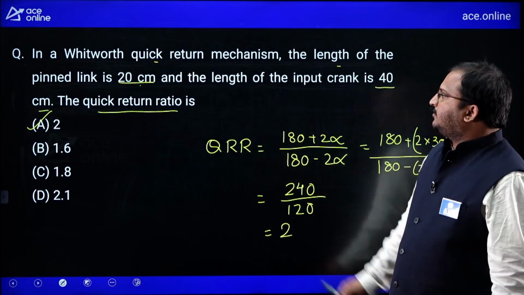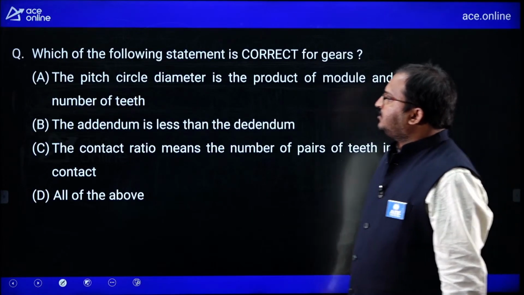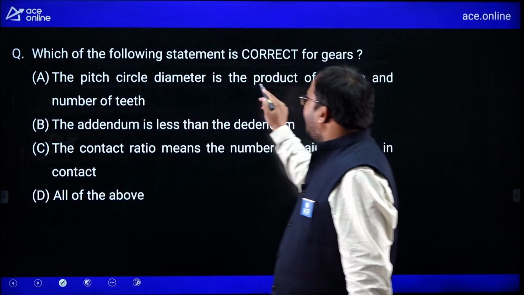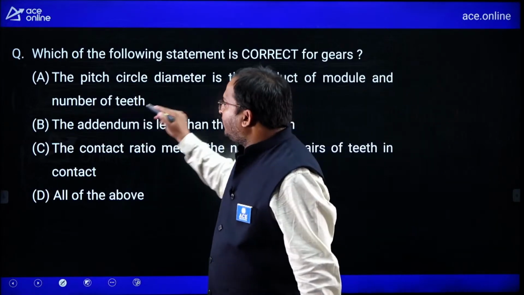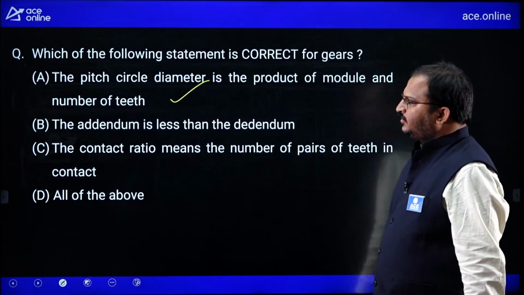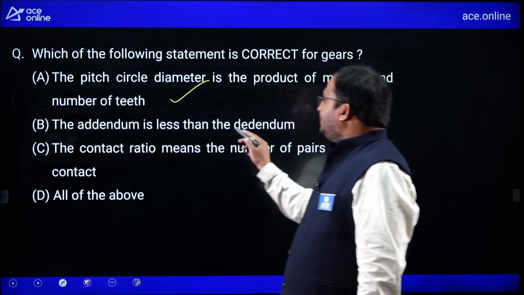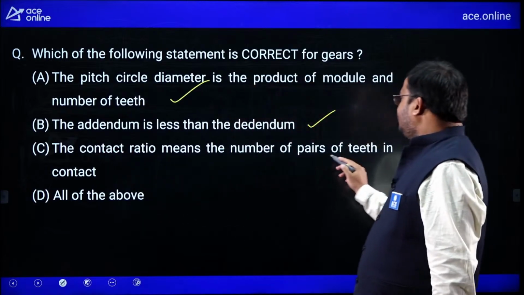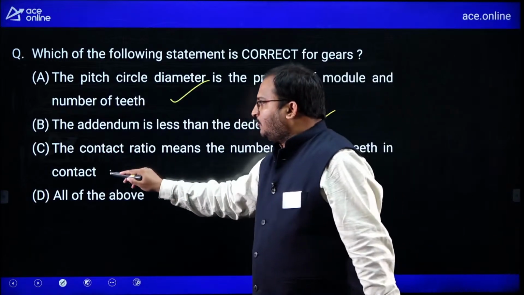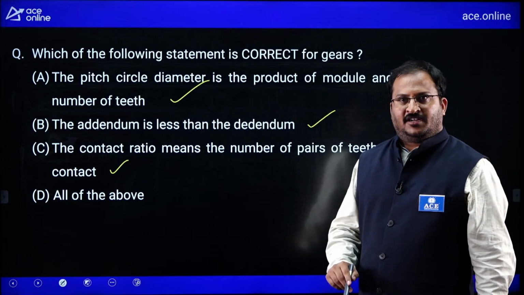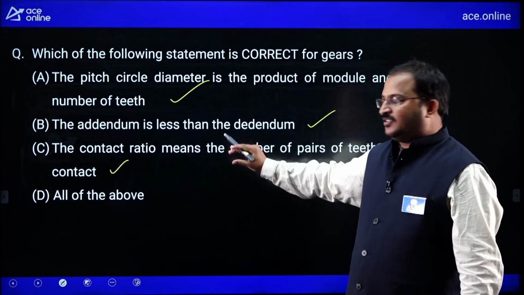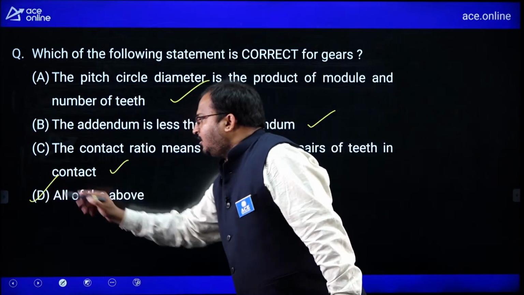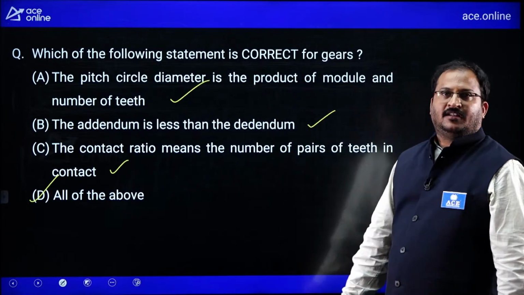Okay, try to remember this question, dear students. Now next question, which of the following statements is correct for gears? The pitch circle diameter is the product of module and number of teeth. This is a correct statement, dear students. Then next one, the addendum is less than the dedendum. This is also a correct statement. Third one, the contact ratio means the number of pairs of teeth in contact. This statement is also correct, dear students. If you want, it is clearly given in the S S Rattan textbook. Okay, try to see this one. Okay, all of the above are correct for this particular question.